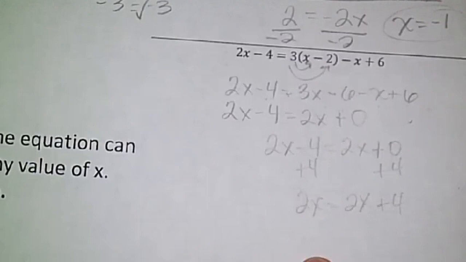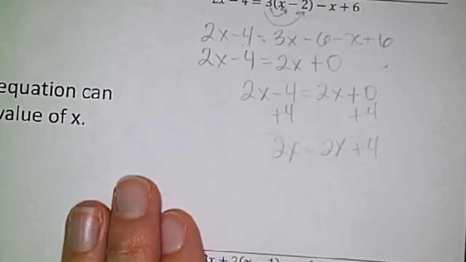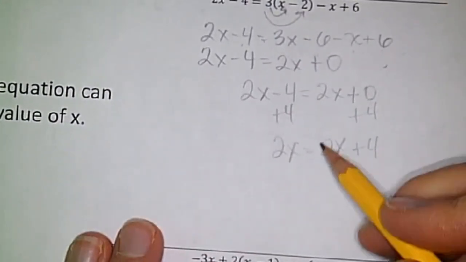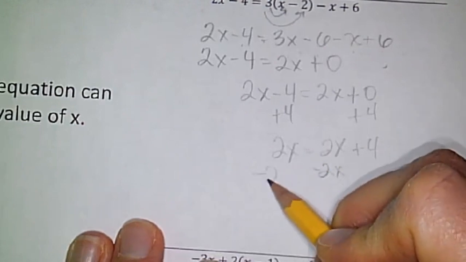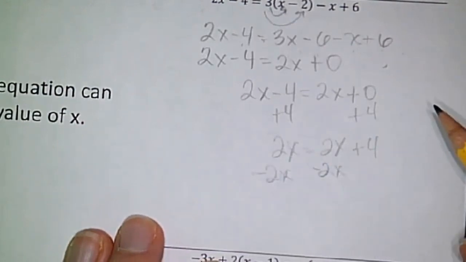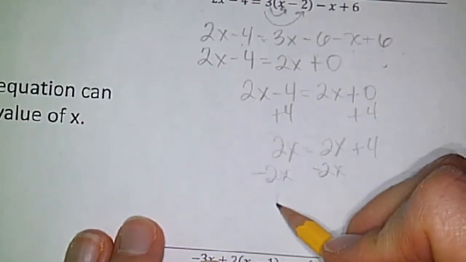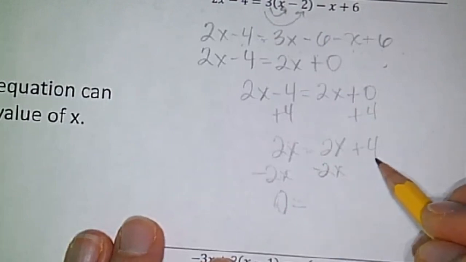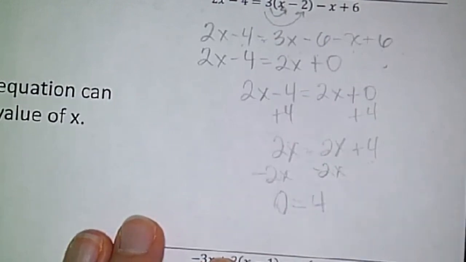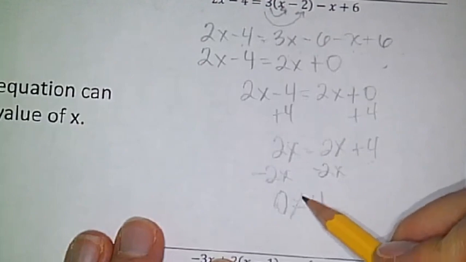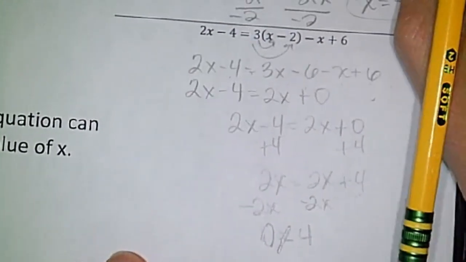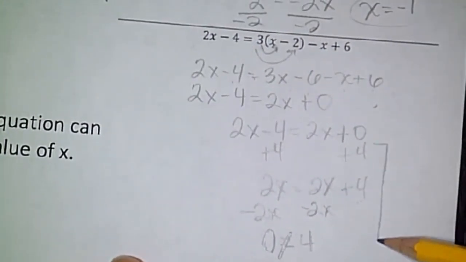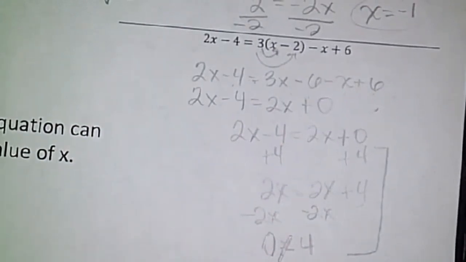Okay, so what should we move now? The 2x, let's go. What's 2x minus 2x? 0 equals, what's left on this side? 4. Does 0 equal 4? No. It will never equal 4. But did we have to do any of this work? Was it necessary for us to do any of that work?